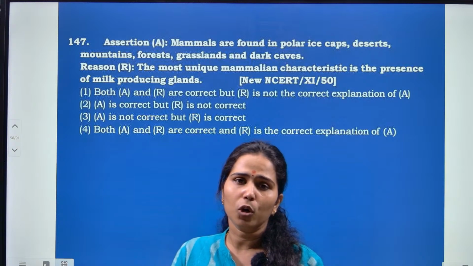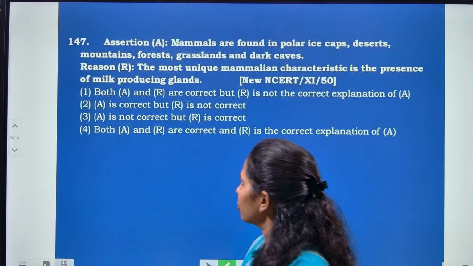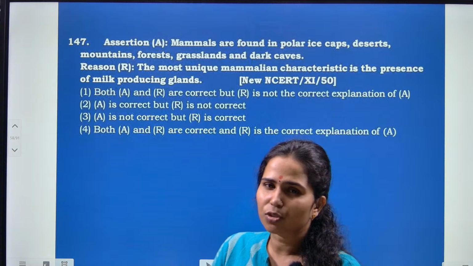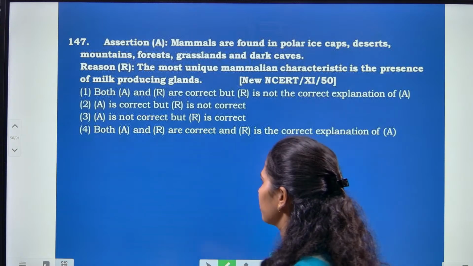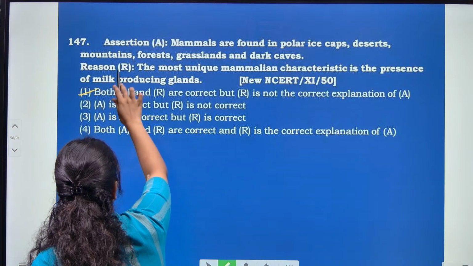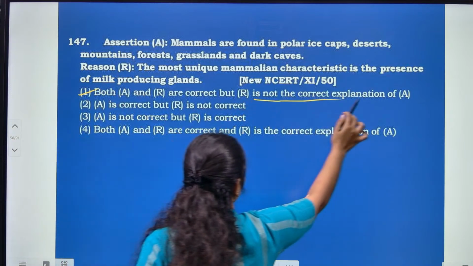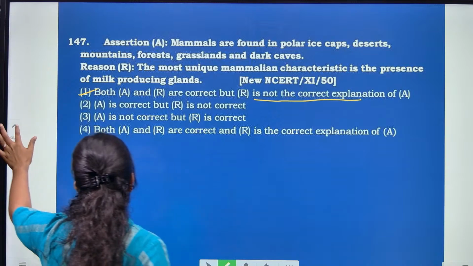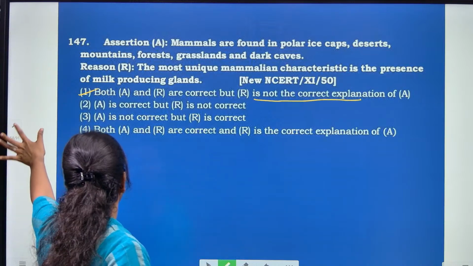But statements 1 and 2 are both correct, that is, assertion is correct, but the reason is not a correct explanation for the assertion here. So both A and R are correct, that is, assertion and reason are correct, but R is not the correct explanation for the given assertion. So option 1 is the right answer.